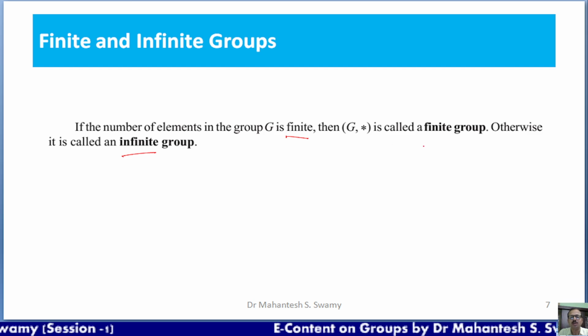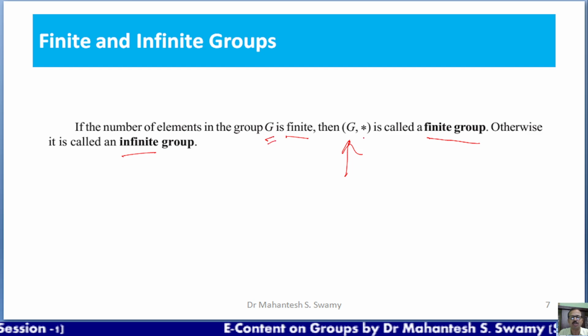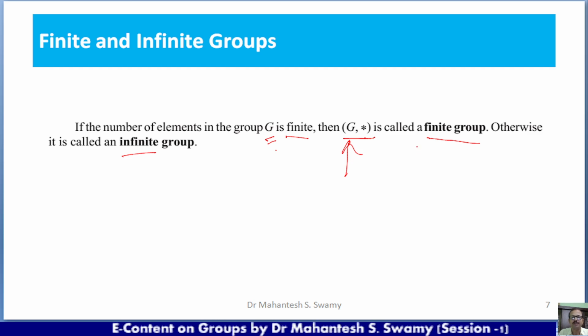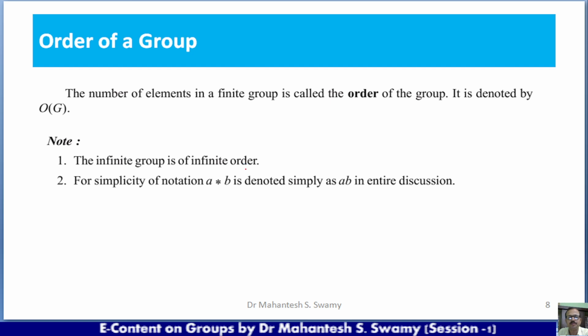Similar to that, the group is said to be a finite group if G contains a finite number of elements. We bother about only the set G, not about the binary operation star. We do not have anything to do with this star while defining the finite group. If the number of elements in G is finite, or in other words, if G is a finite set, then this group is called a finite group. Otherwise, it is called an infinite group.